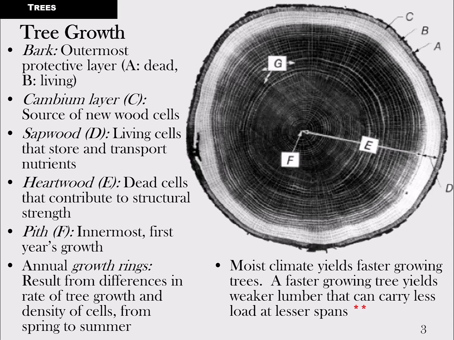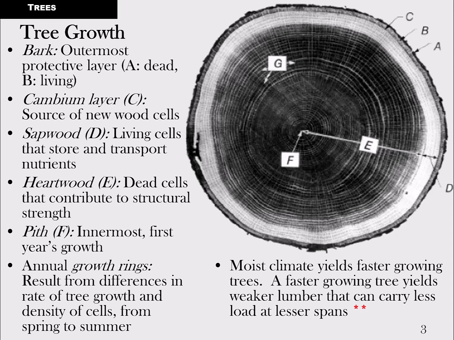So now, maybe the most important thing on this page is the last bullet underneath the log here. It says, moist climates yield faster growing trees. A faster growing tree yields weaker lumber that can carry less load at lesser spans. Or the opposite is true, that you could say in a dry climate, the same tree is going to take many more years to get to be, let's say, a 12-inch diameter log than would a tree growing in a moist climate where things are going to grow a lot faster. And so what happens is you end up with a lot more pulpy material between the rings.